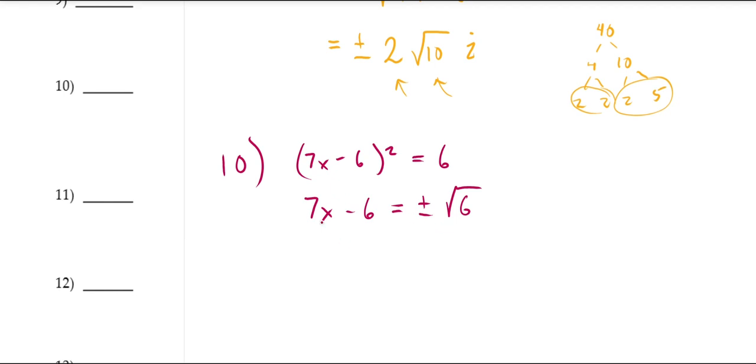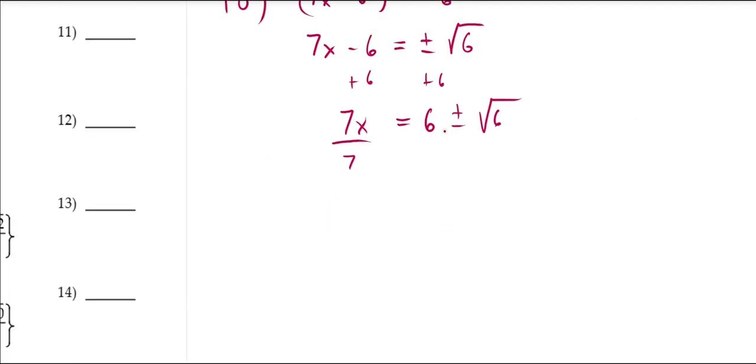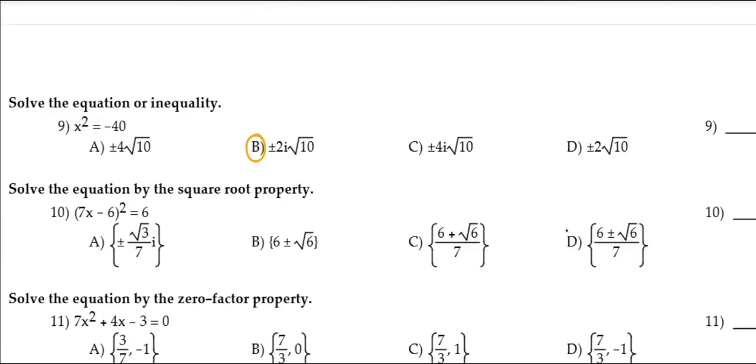The square root of 6 doesn't reduce, so it's just going to come along for the ride looking just like that. However, to solve for x, we just need to add 6 and divide by 7 on both sides. Distributing this division by 7 gives us 6 over 7 plus and minus radical 6 over 7. I see here they haven't bothered to distribute. No worries, that's also an equivalent form of the answer.